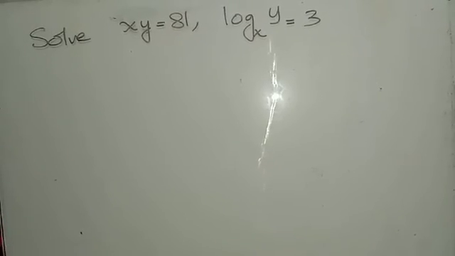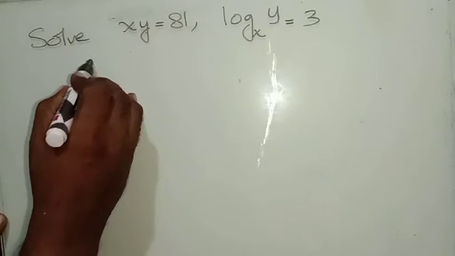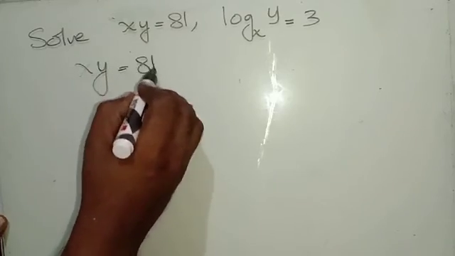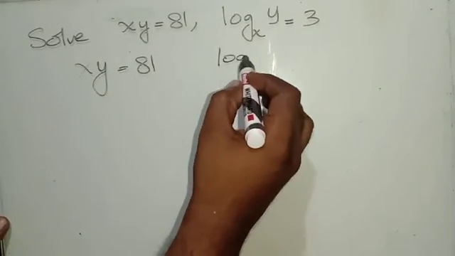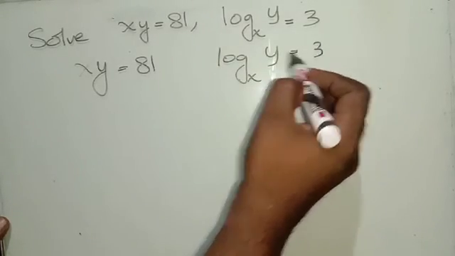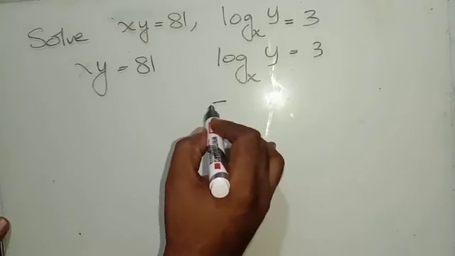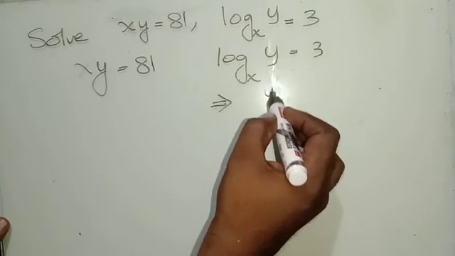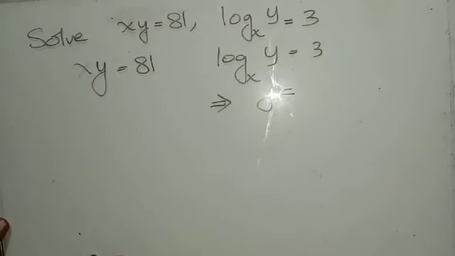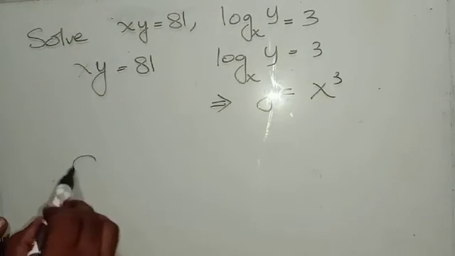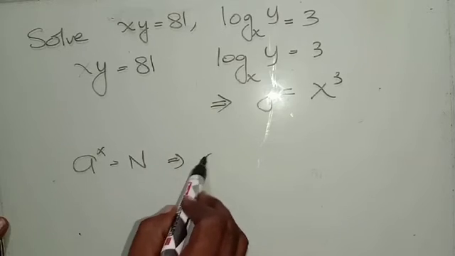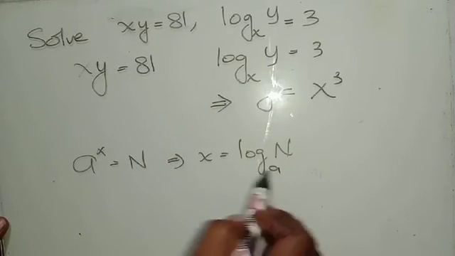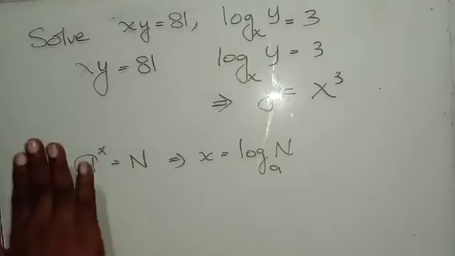Solve xy is equal to 81 and log y to the base x is equal to 3. It's also a simple question. So we have the first equation as xy is equal to 81, and the second one is log y to the base x is 3. Now what you need to do is just change it into exponential form. In exponential form it will be y is equal to x raised to 3. Remember, a raised to x is equal to n implies x is equal to log n to the base a. Remember that concept.